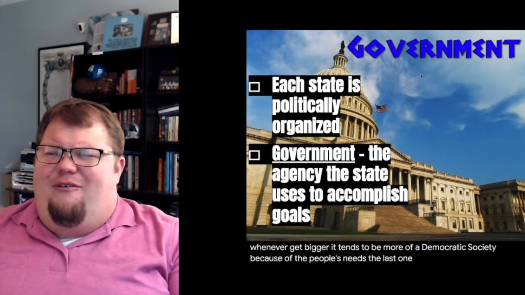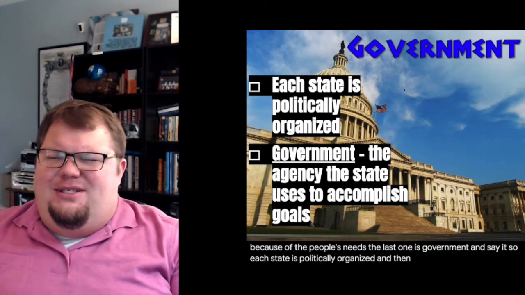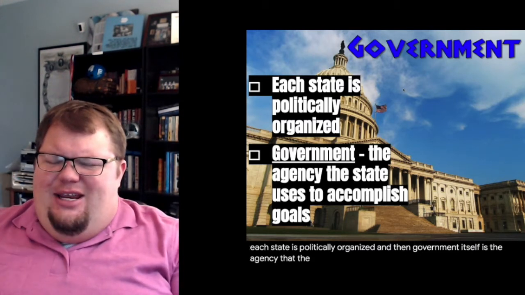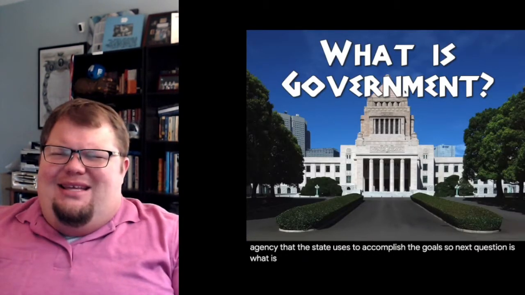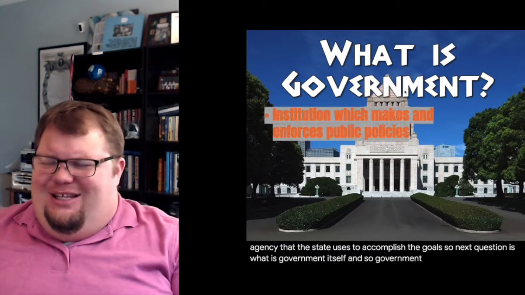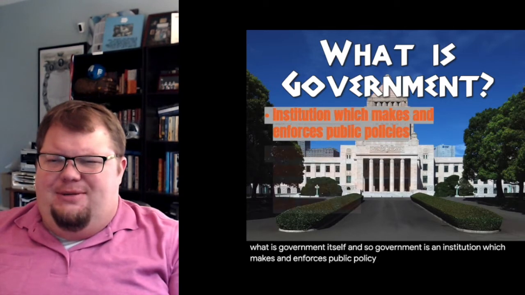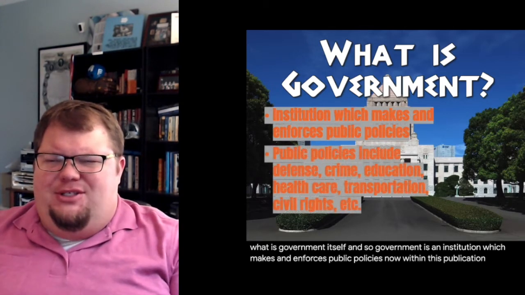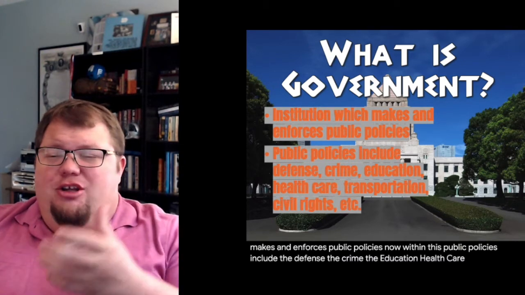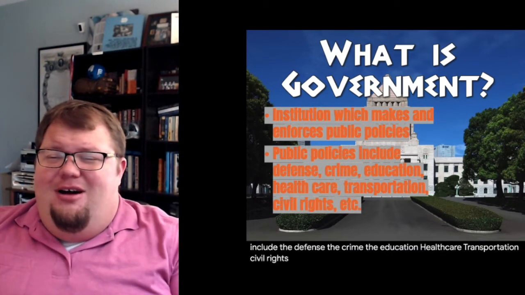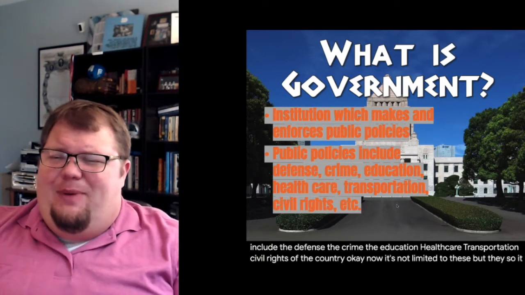And the last one is government. Each state is politically organized, and government itself is the agency that the state uses to accomplish its goals. So the next question is, what is government itself? Government is an institution which makes and enforces public policies. Now, within this, public policies include defense, crime, education, healthcare, transportation, and civil rights of the country. Okay, it's not limited to these, so it can expand upon them.